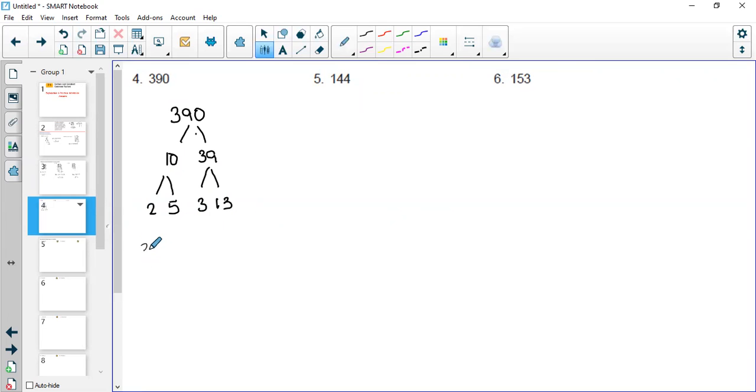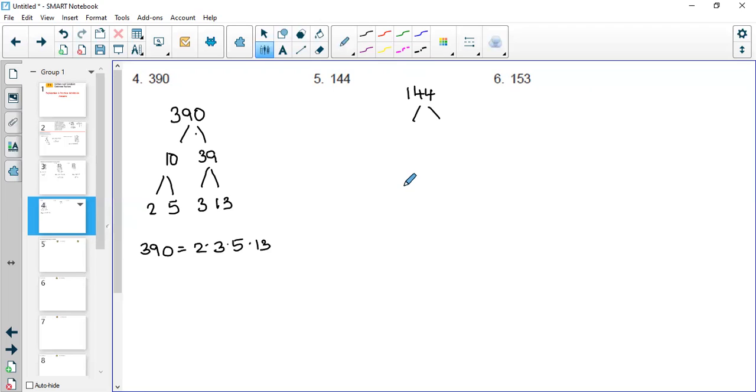So the prime factorization for 390 is going to be 2 multiplied by 3, because it's always preferable to arrange it from least to greatest. Okay, so 2 multiplied by 3 multiplied by 5 multiplied by 13. Now we cannot write this in any exponential form because there are no factors which have been repeated. So this is going to be the prime factorization for 390.